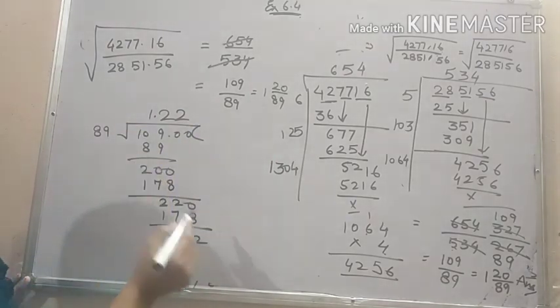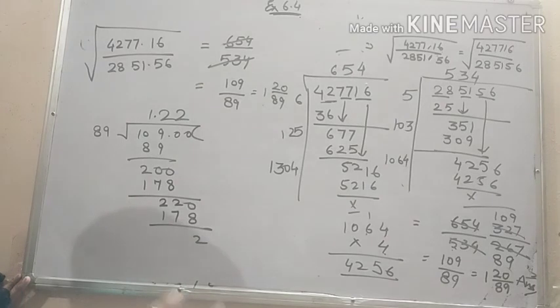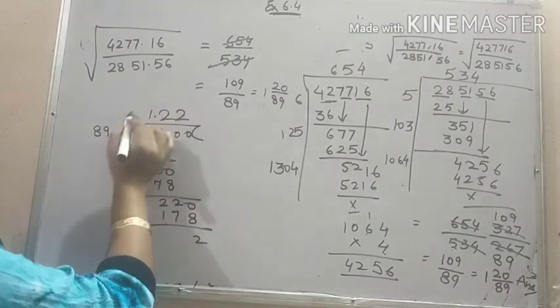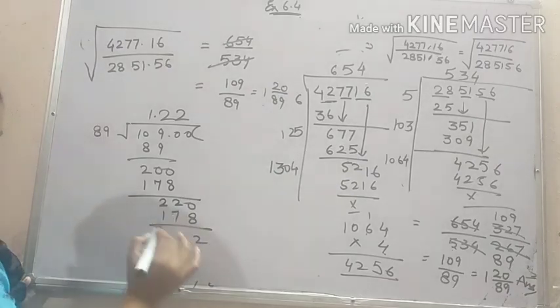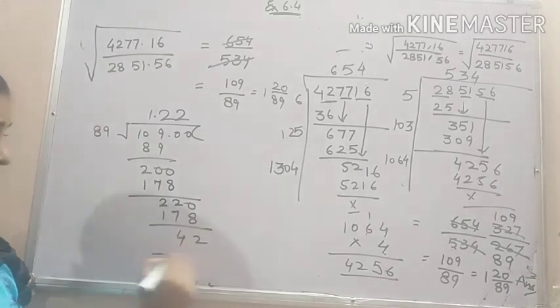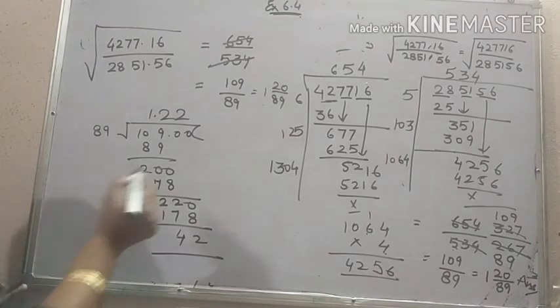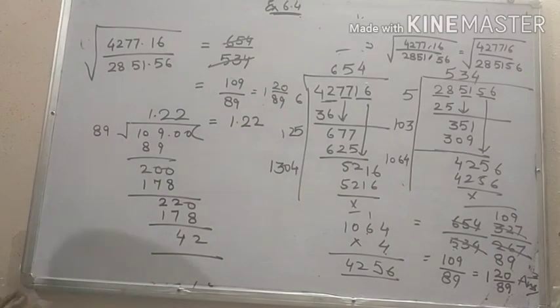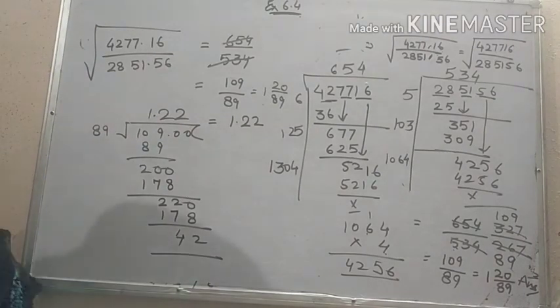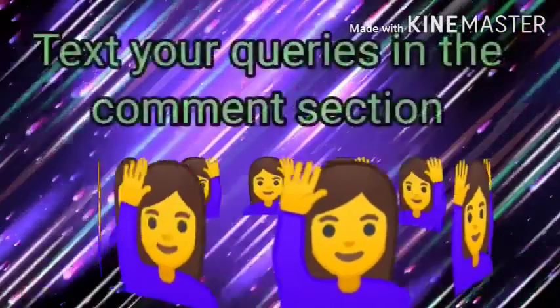We always solve our problem till 2 decimal places because we don't know whether it will keep going like this or it will terminate. So it is better to find your solution up to 2 decimal places. 42 is our remainder. So the answer is 1.22. Okay, that solves our problem.